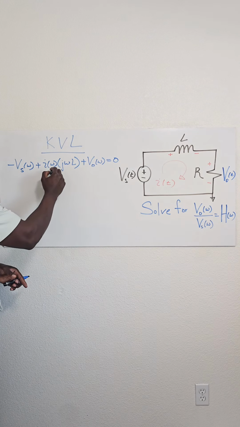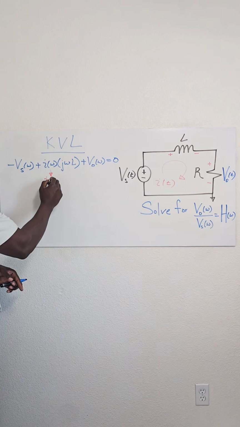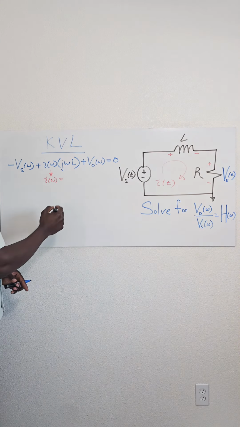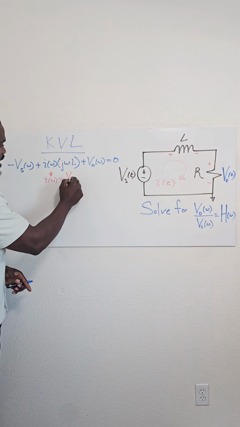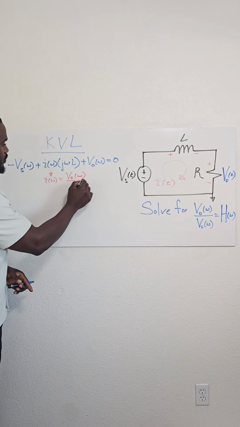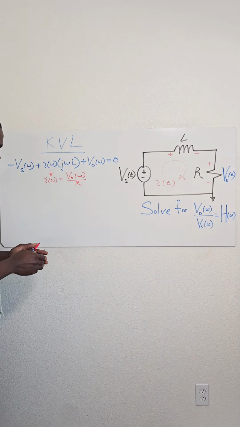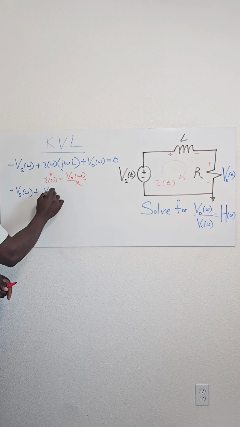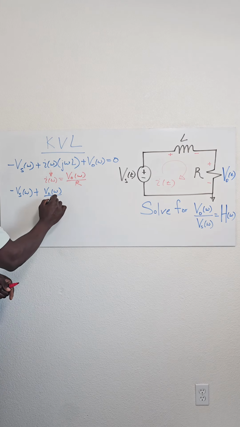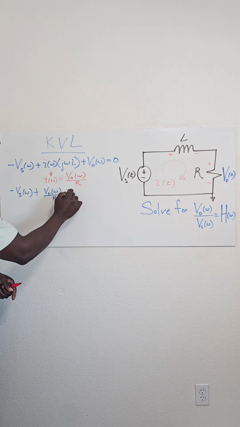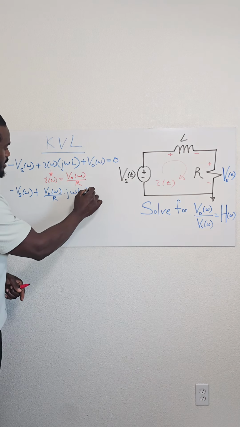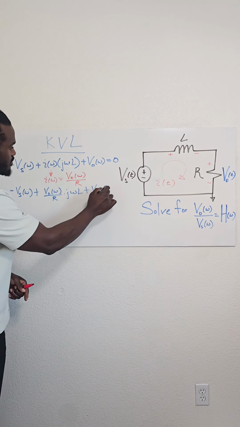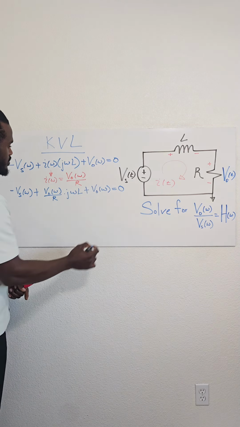This I of omega can be rewritten using Ohm's law as V out of omega over R. So if I go ahead and plug that into I of omega here, I get minus Vs of omega plus V out of omega over R times j omega L plus V out of omega has to equate to 0.